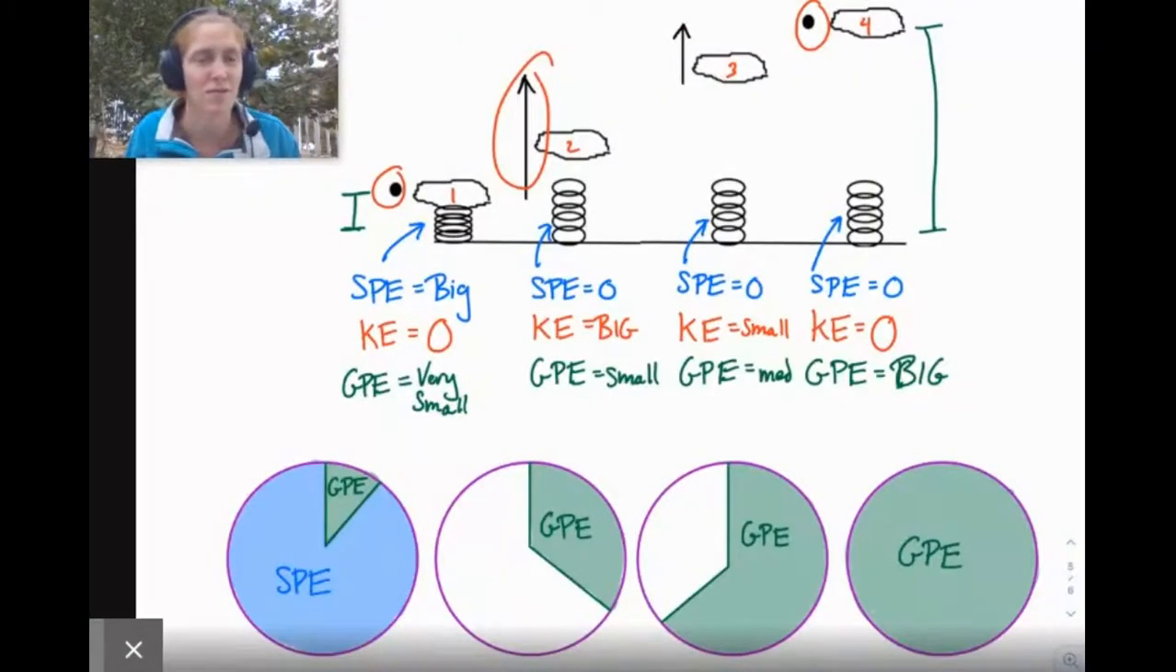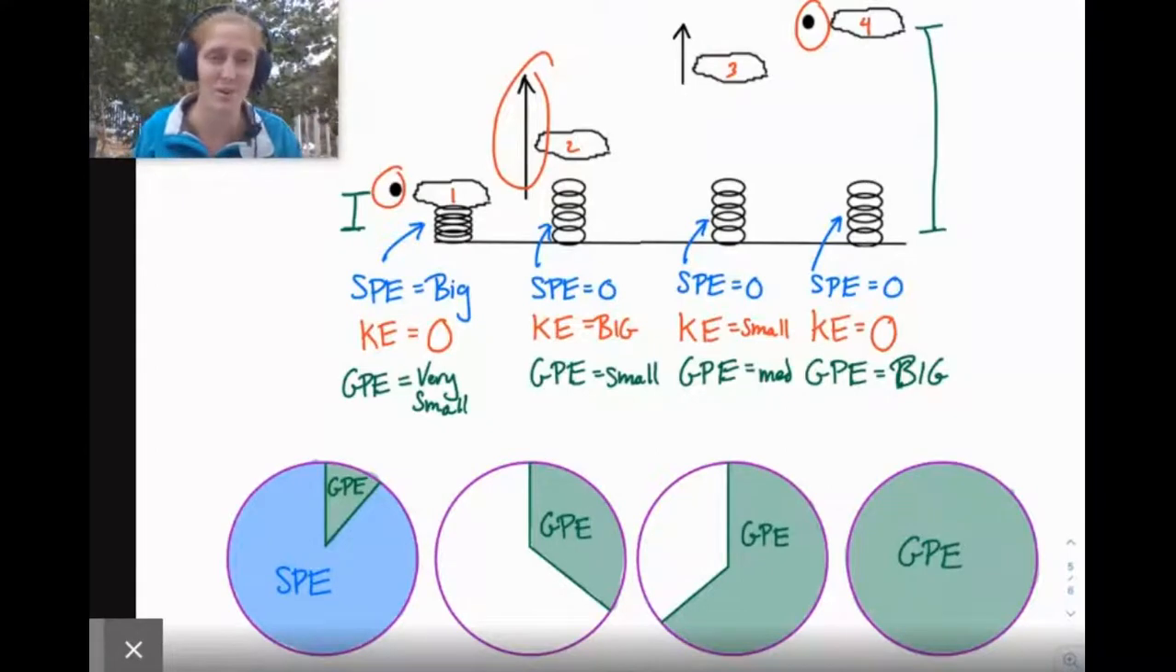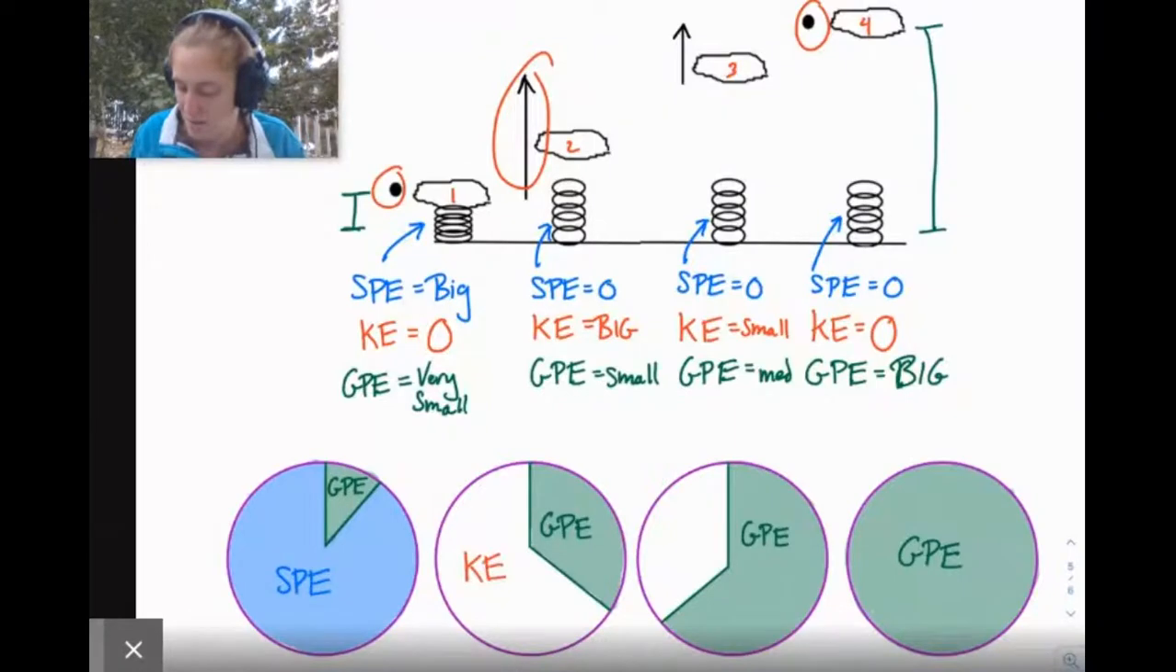All right. So then for number 2 and for number 3, I notice that I have a big kinetic energy and a small kinetic energy. And I have no spring potential energy for 2, 3, or 4 because the spring is not being compressed at all. So this is just kinetic energy here, and this is also kinetic energy.